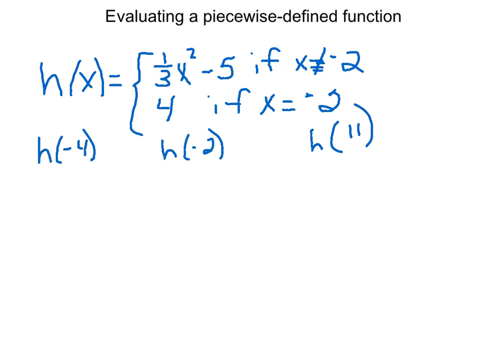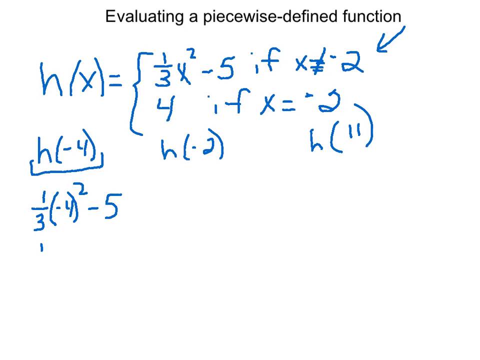Okay. What we're going to do now is look at each case. So in this case here, this is saying, hey, stick in -4 for x. So which one do we put it in? We'll go up here to your qualifiers. Is x not equal to -2? Yes, in this case it's equal to -4, which is not equal to -2. So that tells us we need to use 1/3 x squared minus 5. So 1/3, there's our x, so we're going to put in -4 squared minus 5.